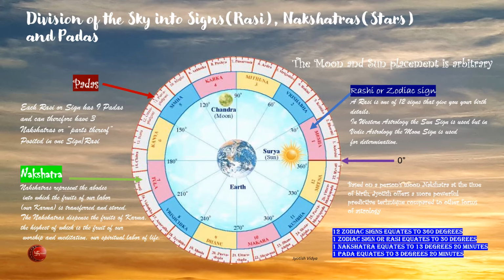And we can see the details garnered here from the zodiac into the nakshatras, which are the stars, and the padas of the nakshatras, which are the dharma, artha, karma and moksha. The 12 zodiac signs equates to 360 degrees. One zodiac sign or rashi equates to 30 degrees. One nakshatra measures 13 degrees 20 minutes, and one pada equates to 3 degrees 20 minutes.